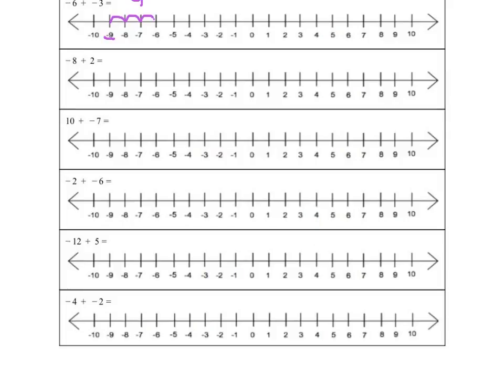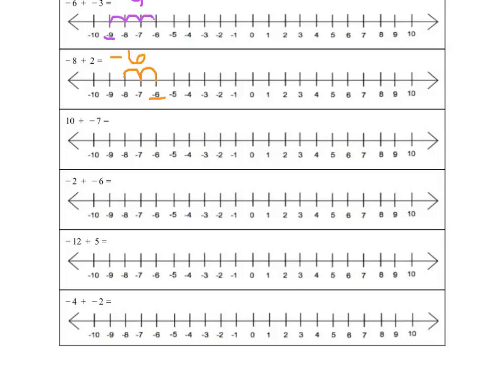Negative 8 plus 2. Start at negative 8, and since I'm adding a positive, I'm going to move to the right 2 times. 1, 2. That leaves me at negative 6.